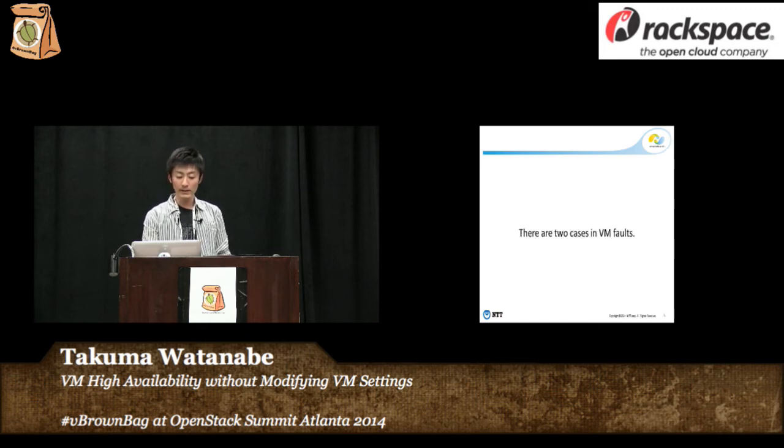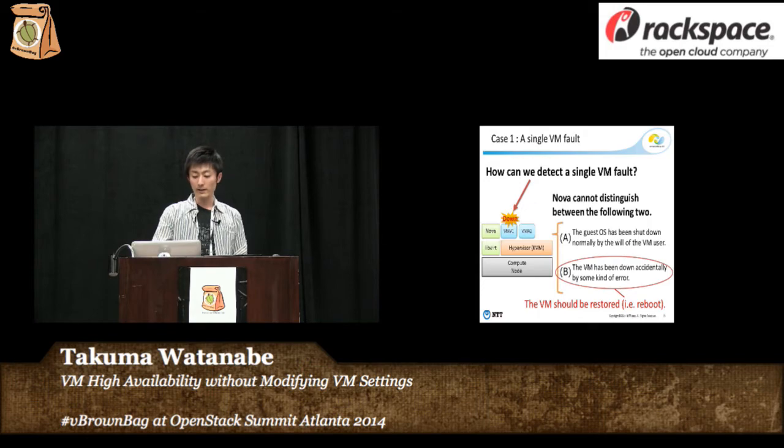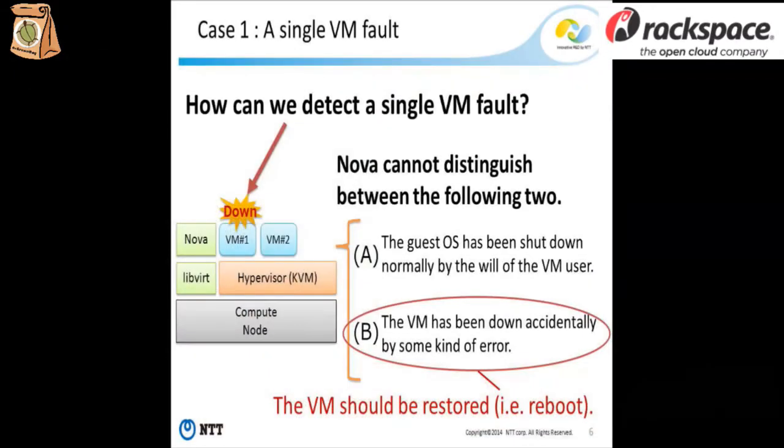There are two cases in VM faults. Case 1 is a case where a single VM fault has occurred. How can we detect a single VM fault? Unfortunately, Nova cannot distinguish normal guest OS shutdown from abnormal VM termination. The status of Nova is the same, error.